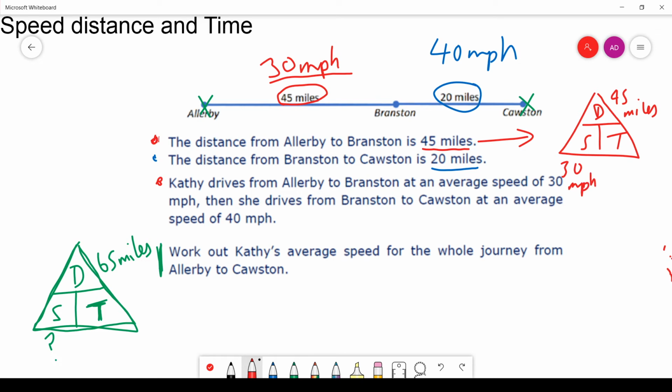So all you're going to do now is divide 45 divided by speed, 45 divided by 30. I get 1.5. So this is 1.5. Because it's got hours, miles per hour, that will be 1.5 hours.